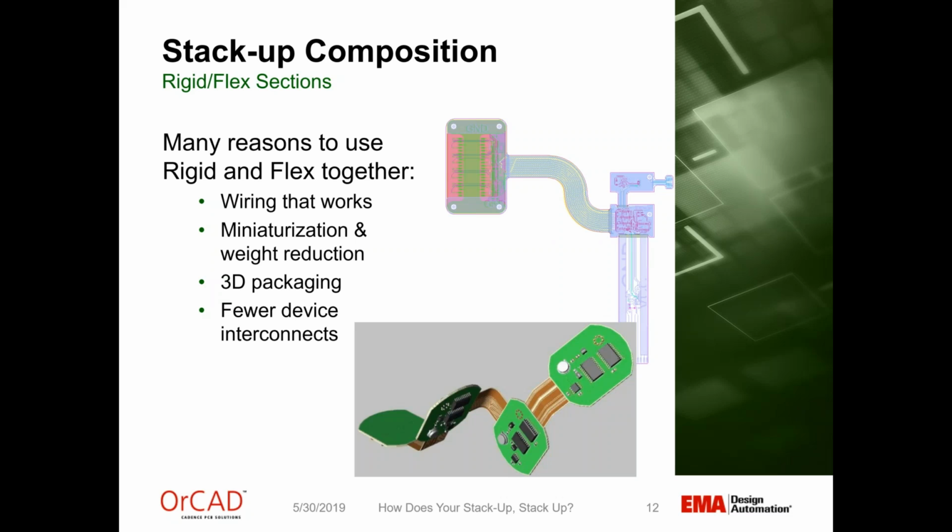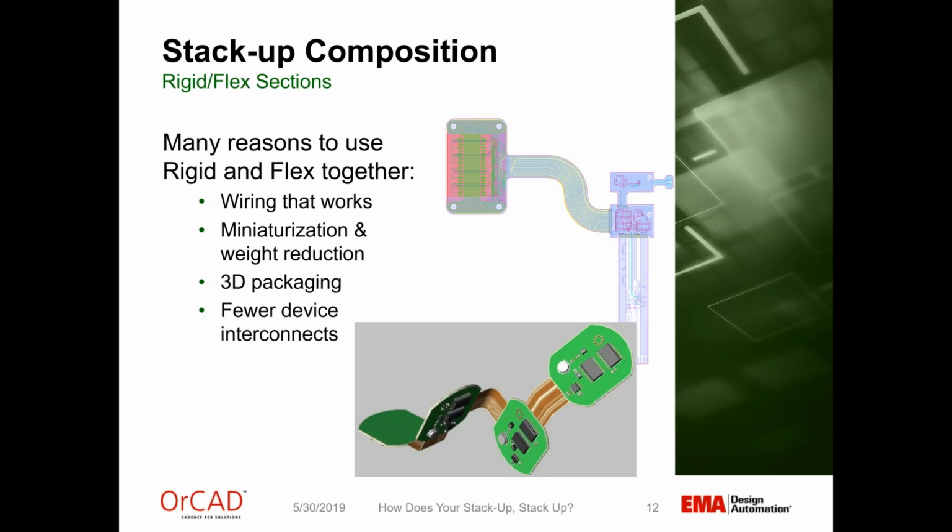Another type of Stackup you can have is flex. So rigid is your regular board, but then you can have flex merged in with that. Flex is that flex cable. The reason you want that is for wiring that works, meaning you can have a more solid connection. You're not relying on connectors quite as much anymore. Everything's tied right into the board core. And it can help for miniaturization and weight reduction.